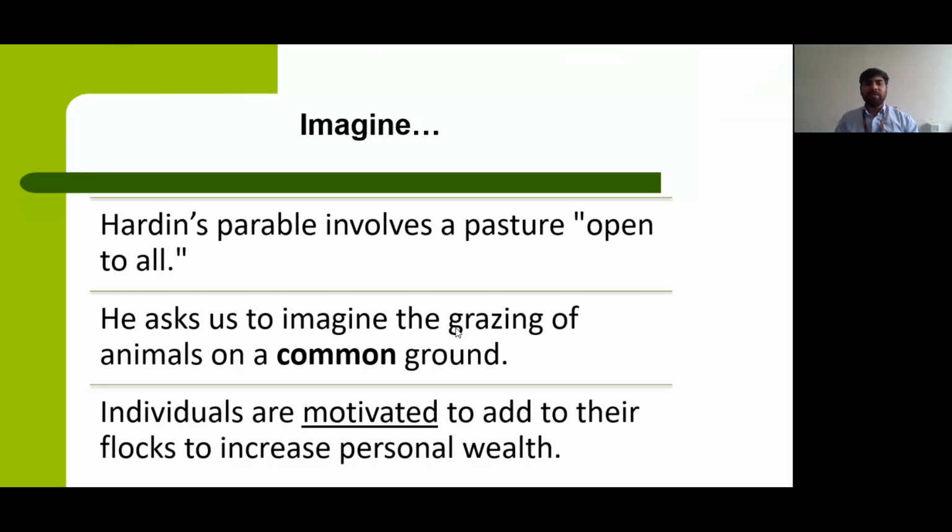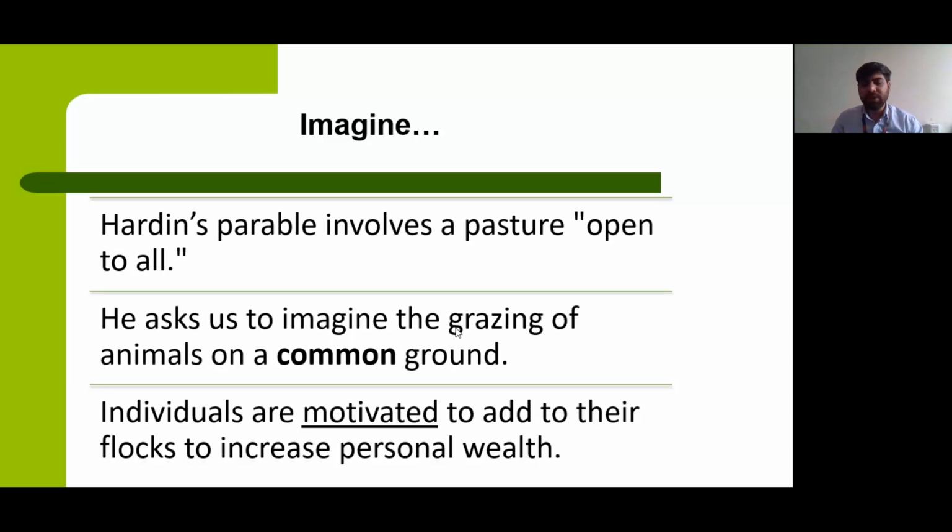So imagine Professor Hardin's parable, which involves a pasture that is open to all. He has written a short story regarding the pasture open to all. He asks us to imagine the grazing of animals on common ground. If some of you are from a rural background, you know that there are common grounds open to all for grazing animals and pets living in the households of a common man. This story is about that common ground used for grazing.